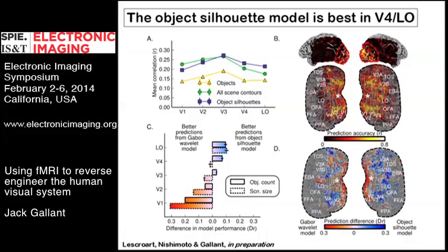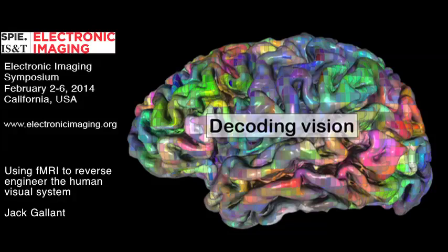This is the first time we've ever had a model that actually works better than the Gabor wavelet pyramid model in these higher order visual areas like V4, these intermediate visual areas. But this isn't done yet. I've seen neurophysiology data from area V4, and the neurons are hideously complicated, and how they're implementing some sort of object segmentation and grouping process is still largely mysterious. So now in the last part of the talk, I'd like to switch to decoding.